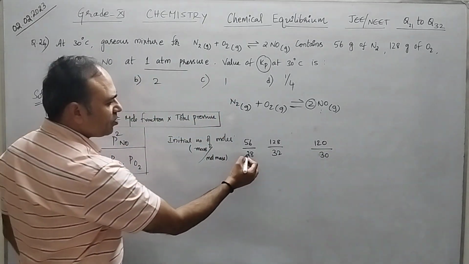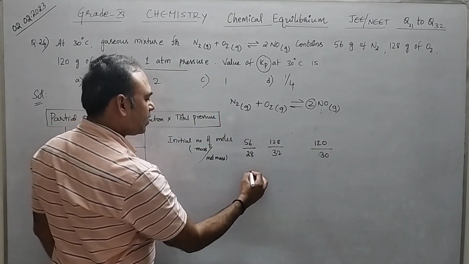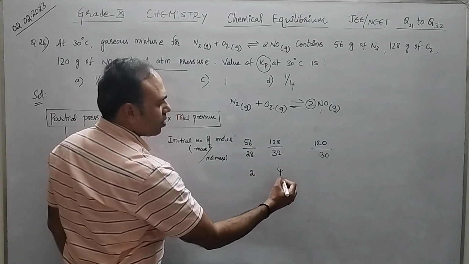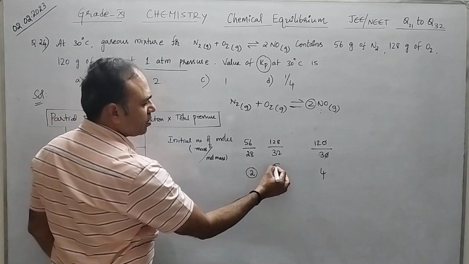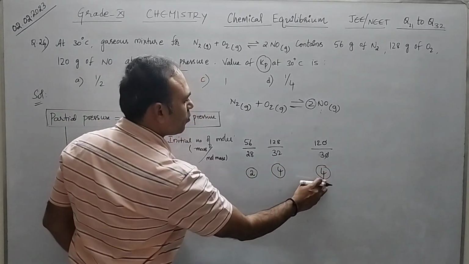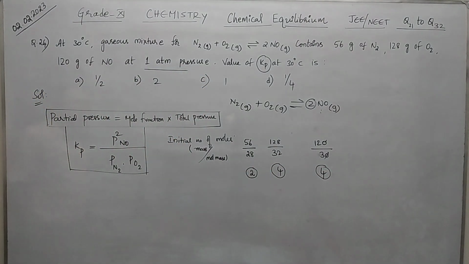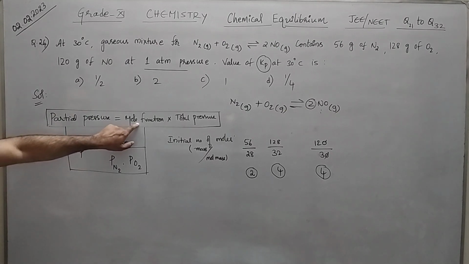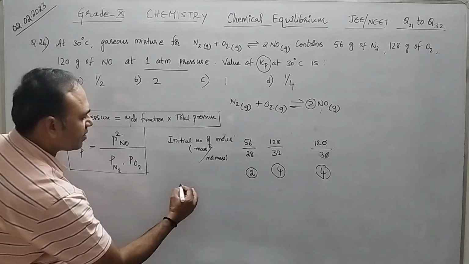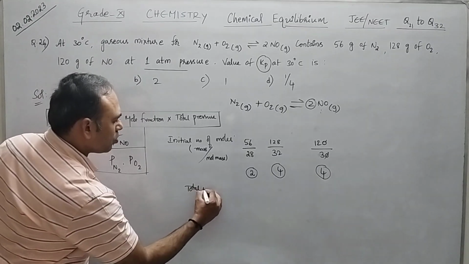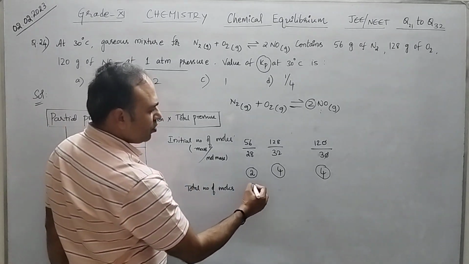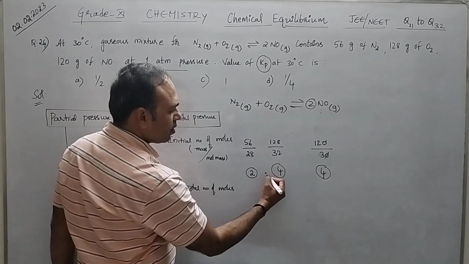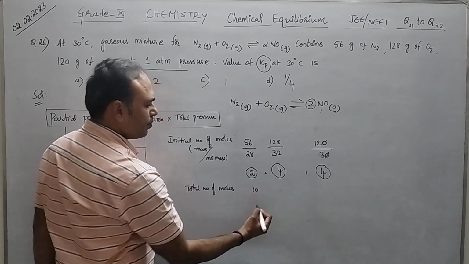Now calculate this: 56 by 28 you can take as 2, this is 4 and this is 4. So we have number of moles 2, 4 and 4 at equilibrium. Why have you calculated number of moles? Because to calculate the mole fraction you need this. Next, the total number of moles is 2 plus 4 plus 4, which is 10.